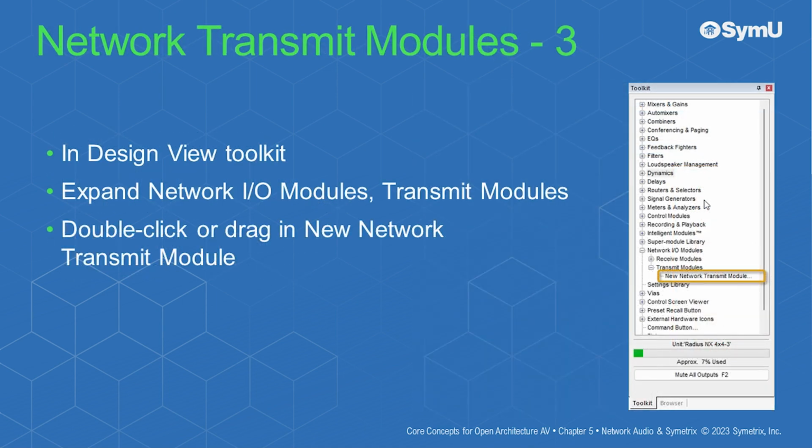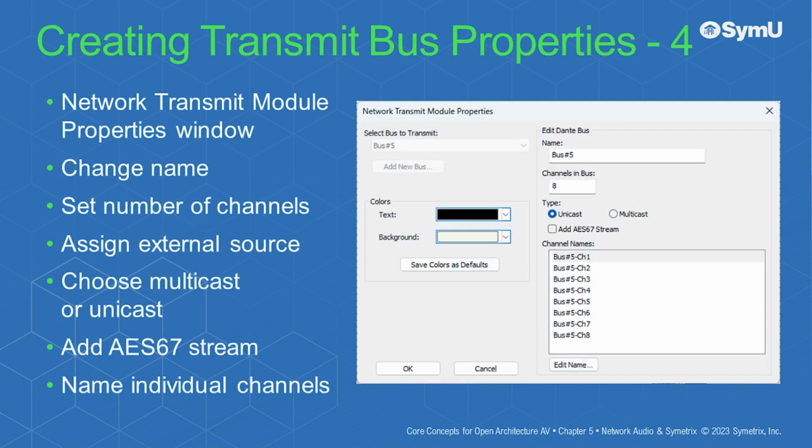In the Design View toolkit, expand Network I/O modules, Transmit modules, then double-click or drag in a new Network Transmit module. Use the Network Transmit Module Properties window to change the name, set the number of channels, assign an external source, choose multicast or unicast, add an AES67 stream, and name the individual channels.